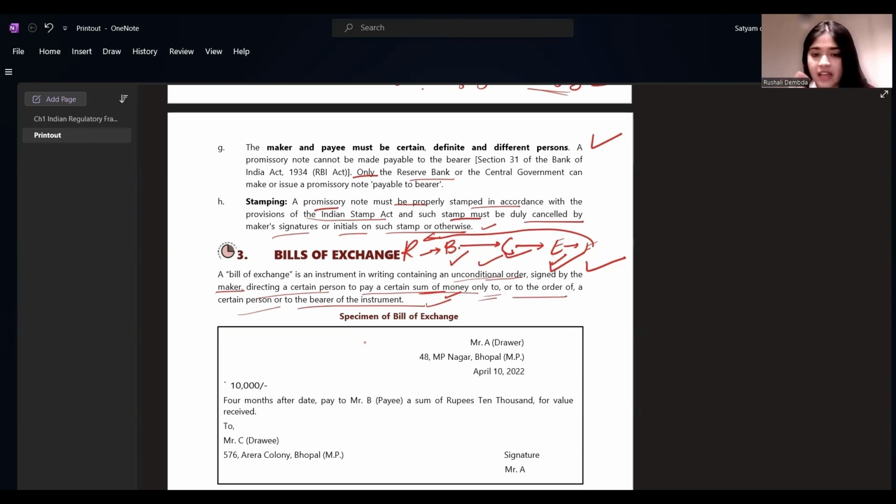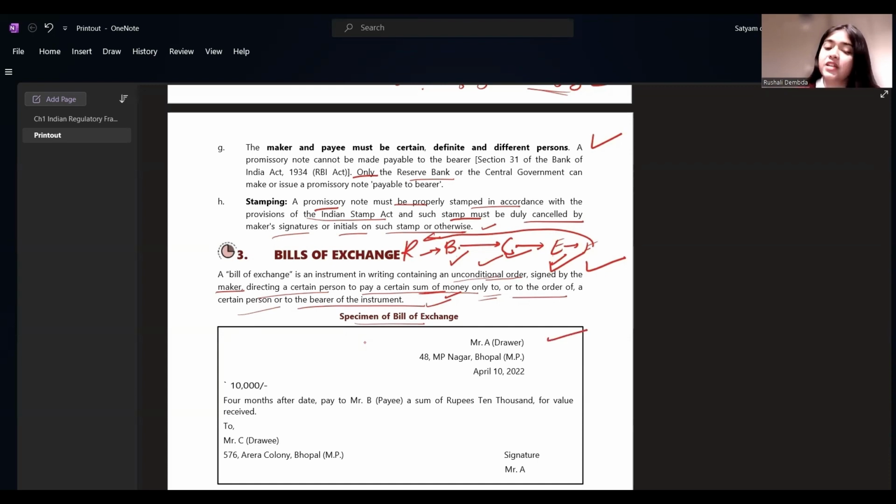Only to one person, as I explained to you earlier, to B, or to the order of B, that is to person C, or of a certain person, order of C, that you have to pay to E, or F, who has just got this bill of exchange by someone, that is the bearer of the instrument. That is how this bill of exchange works. They've given a specimen of a bill of exchange. We'll just go through it.